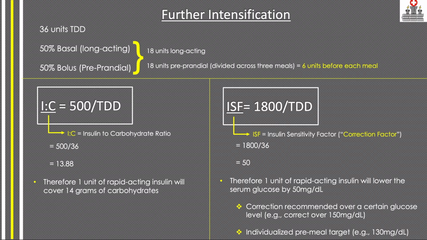And again, we need to have an individualized pre-meal target. Most healthy patients will recommend that their preprandial sugar level is 130 milligrams per deciliter. Okay, so that's very important.